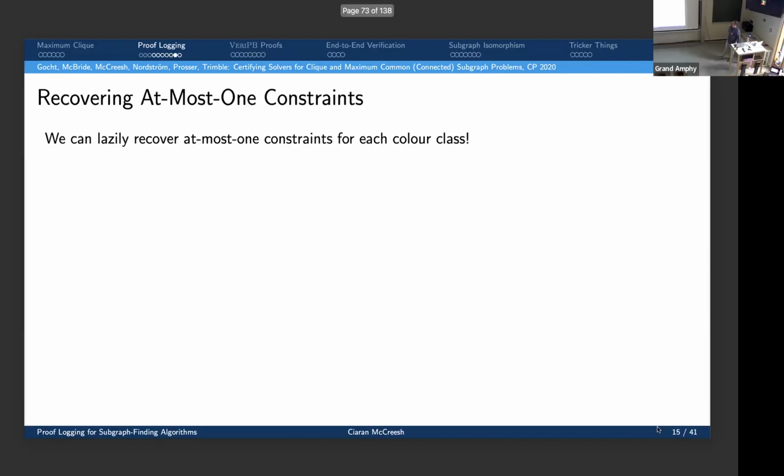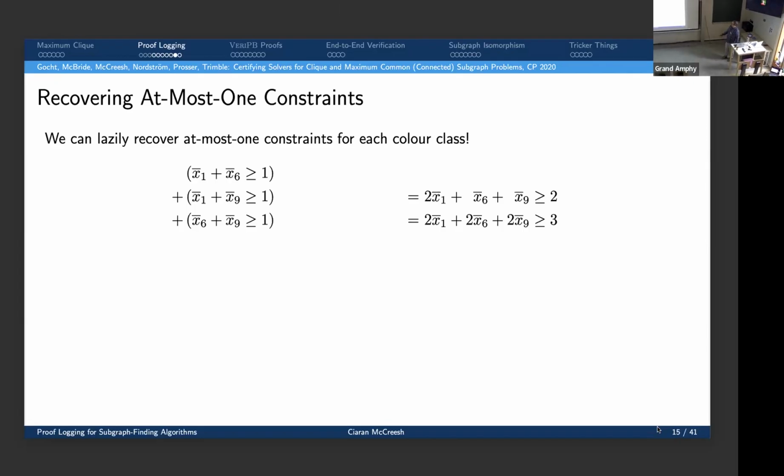The good news is we don't have to. VeriPB already has such a rule. It's the cutting planes part of the system. Let's say we take the not x1 and not x6 constraint, the not both x1 and x6. So the non-edge constraint for vertices 1 and 6, the non-edge constraint for 1 and 9, and the non-edge constraint for 6 and 9. Add them together.